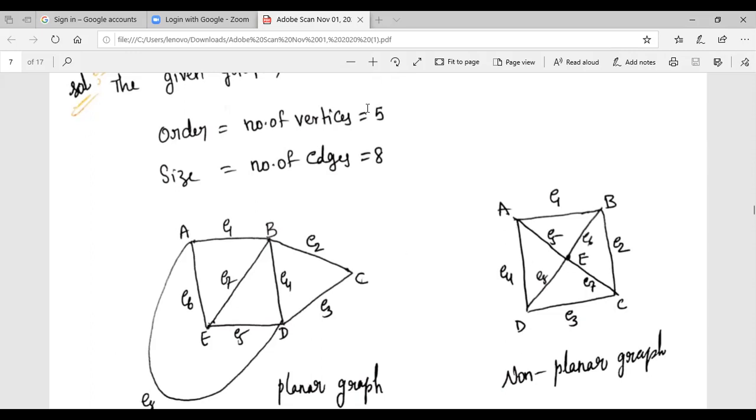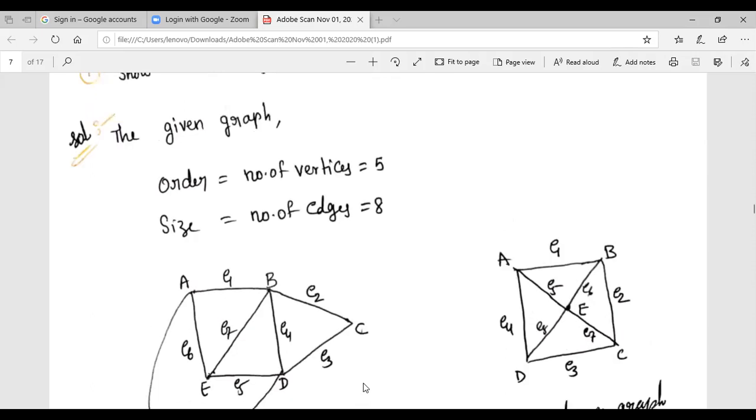A non-planar drawing of the given conditions looks like this. These two edges intersect here, so this is not a planar graph. The planar graph representation of the given data is this: A to B, B to C, C to D, D to E. So what is a planar graph? We can draw it in a plane in such a way that no two edges cross each other except at a vertex to which they are incident.